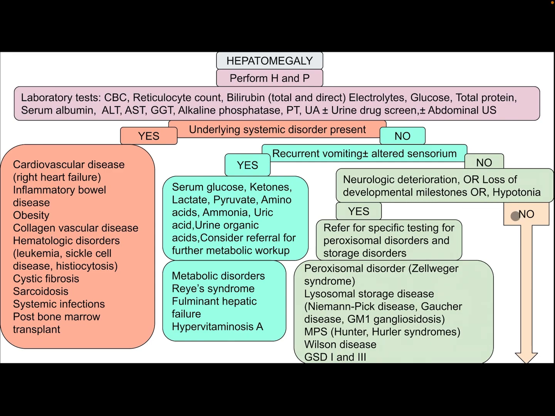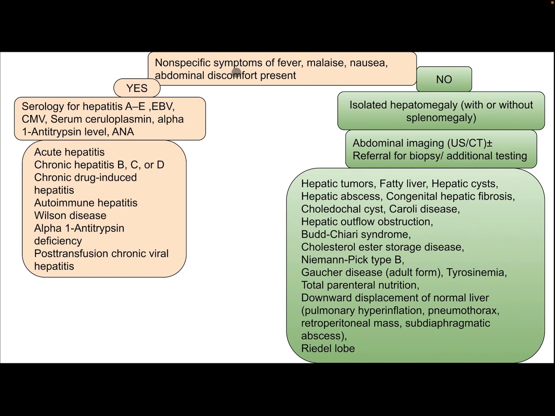If there is no neurological deterioration, loss of developmental milestones, or hypotonia, is there a non-specific symptom of fever, malaise, nausea, or abdominal discomfort present? If yes, send the patient for serology for hepatitis A to E, Epstein-Barr virus, serum ceruloplasmin, alpha-1 antitrypsin level, antinuclear antibody. Differential diagnosis: acute hepatitis, chronic hepatitis B, C, or D, chronic drug-induced hepatitis, autoimmune hepatitis, Wilson disease, alpha-1 antitrypsin deficiency, post-transfusion chronic hepatitis.